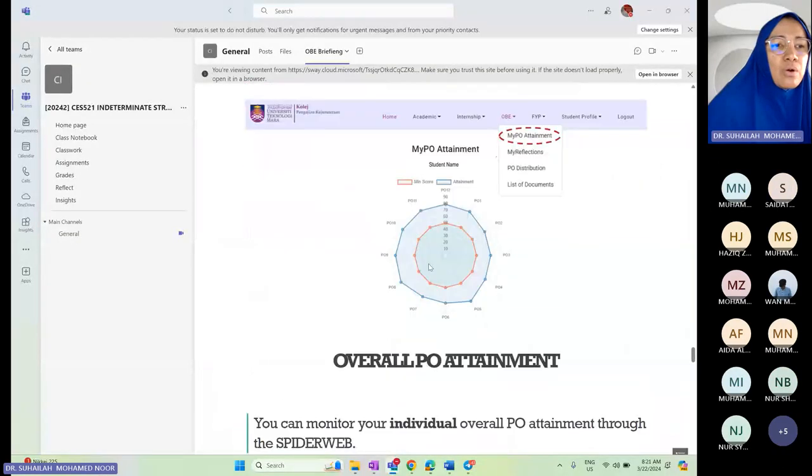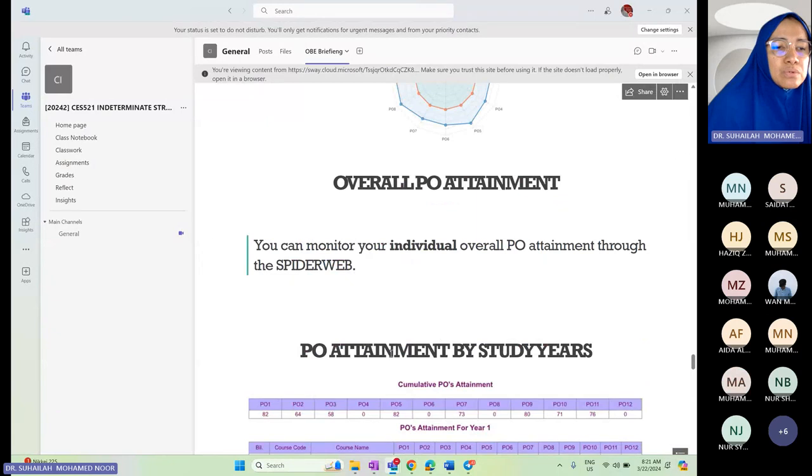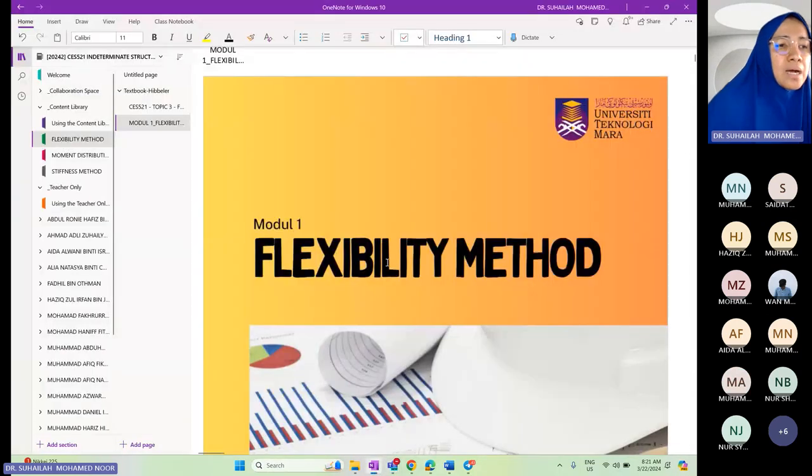Level C5 evaluating. Okay, so the rest you can read on your own because I want to move to OneNote. If you have installed the OneNote that I mentioned yesterday, you can find right now that this note has appeared in your device.